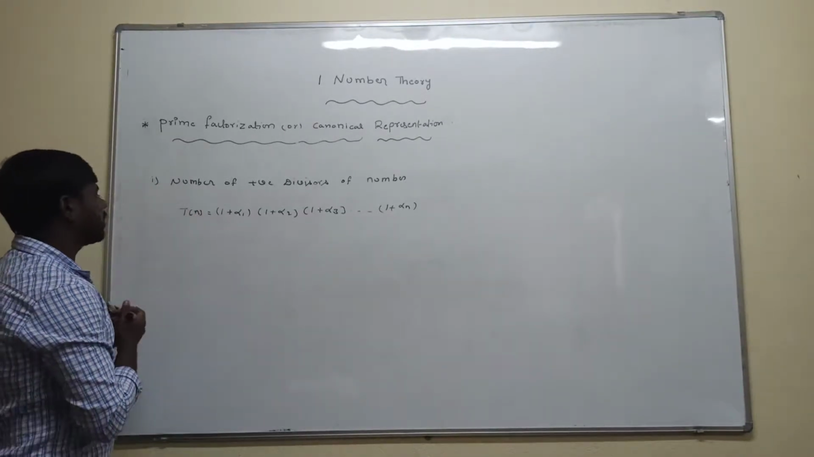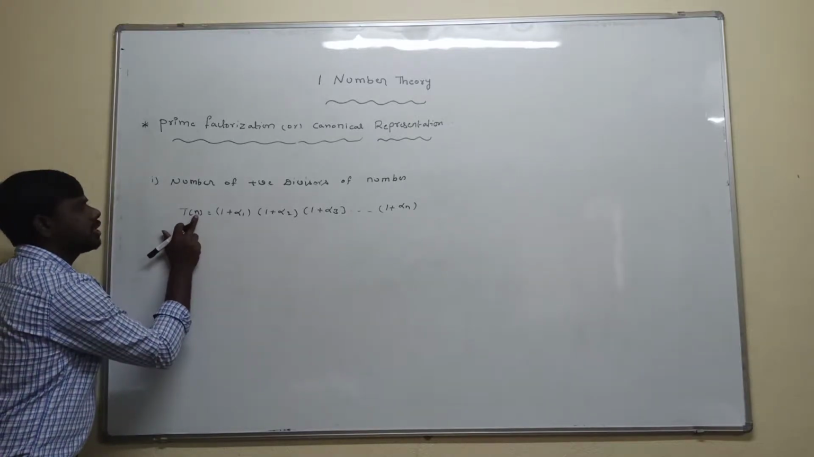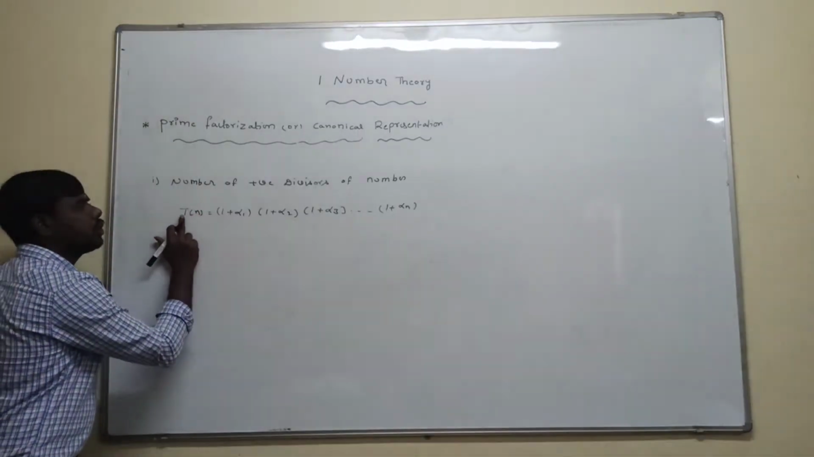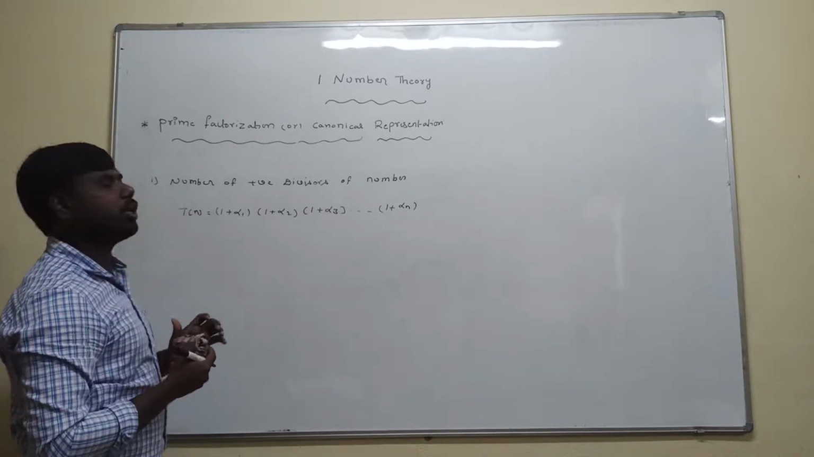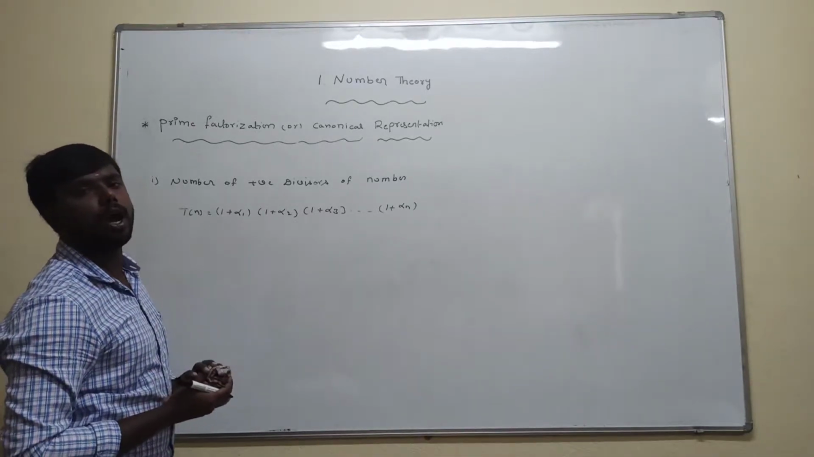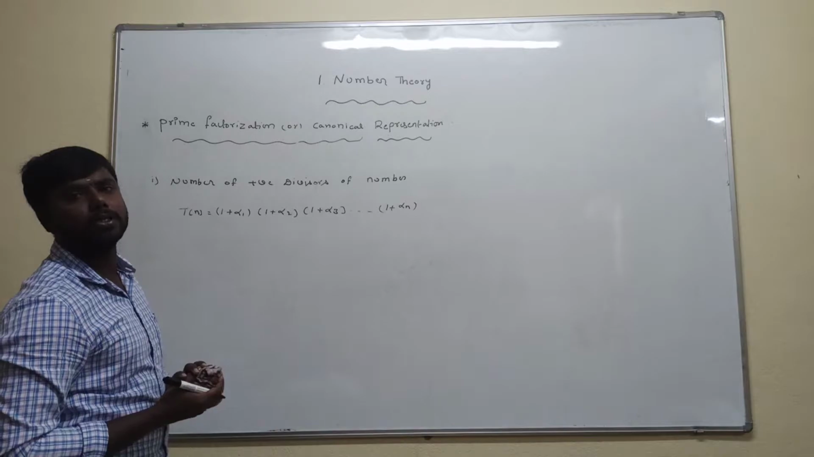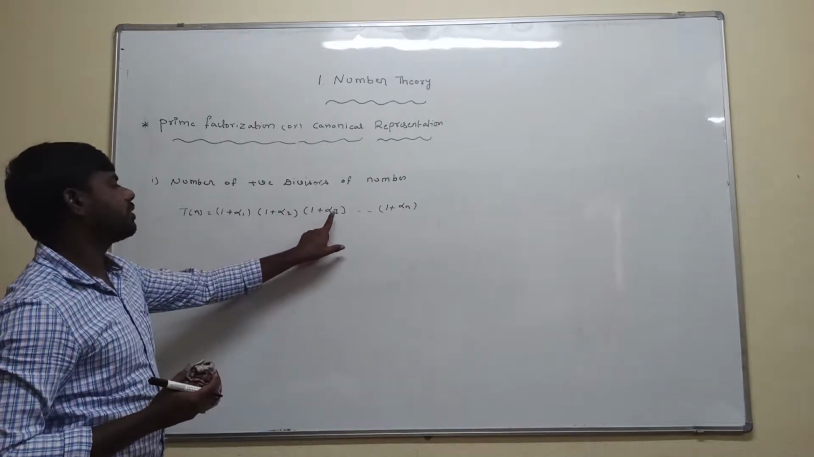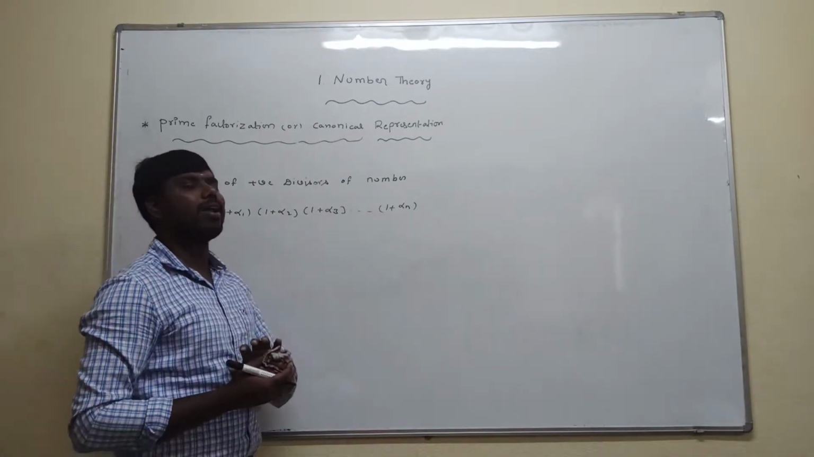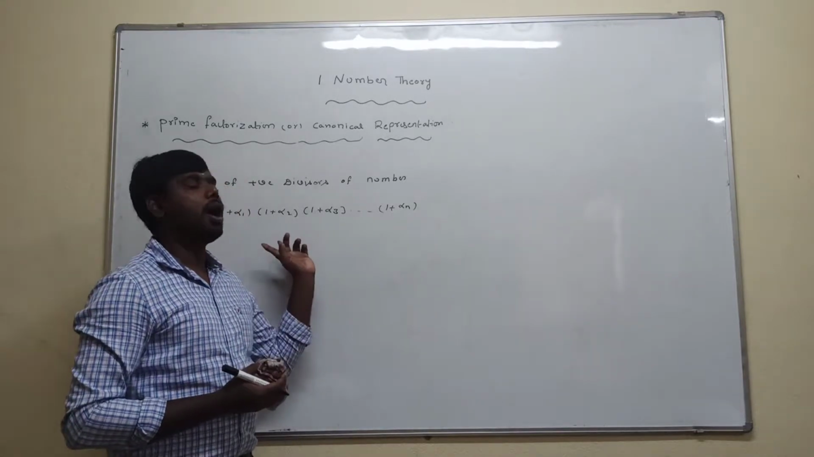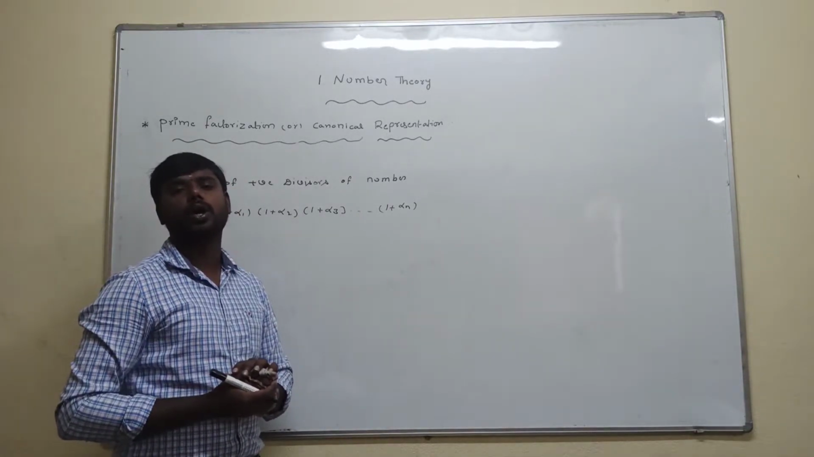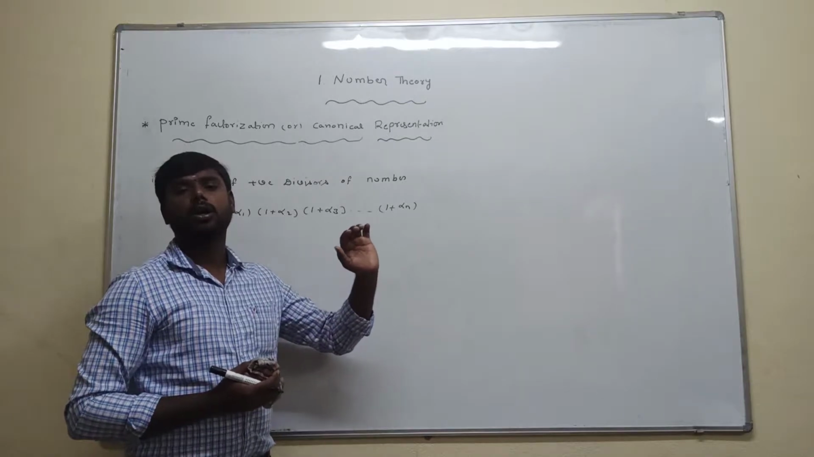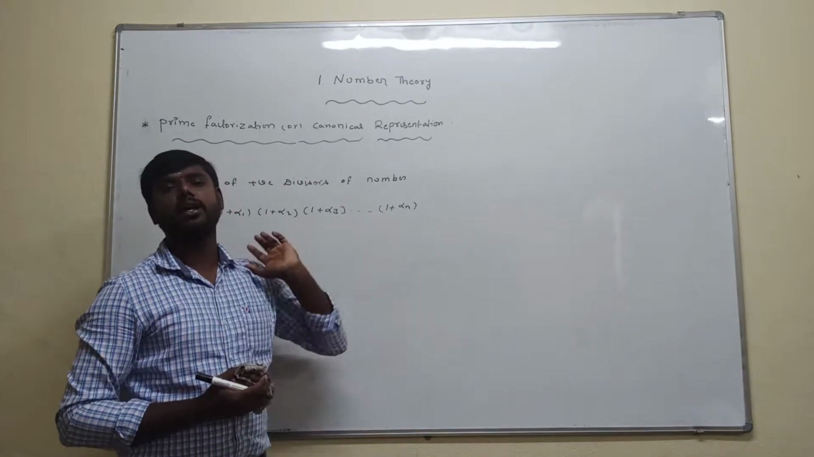So T of n, the number of positive divisors of a number, is equal to (1 plus alpha 1) into (1 plus alpha 2) into (1 plus alpha 3), and so on, up to (1 plus alpha n), where alpha 1, alpha 2, up to alpha n are constant elements.